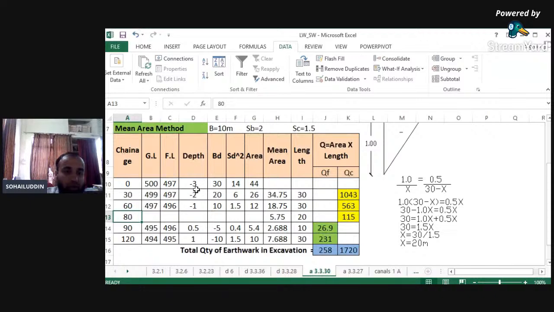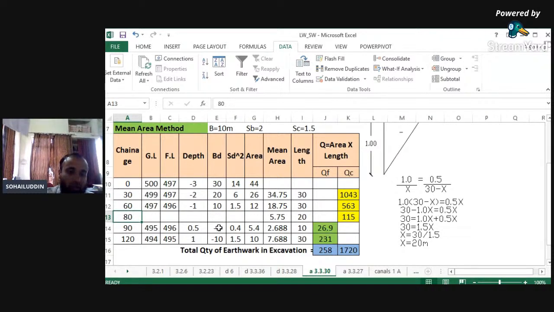In a similar way, we have already seen these negative depths and positive. Negative indicates cutting and positive indicates filling. Whereas B into D, the width is nothing but 10 meters into 3, simply 30, 20 and 10. We have indicated this minus sign in the depth column only to indicate whether it is in cutting or filling. In the rest of the cases there is no need of this minus sign, because it will confuse the rest of the problem. So there is no need to use the minus sign in the rest of the calculations.